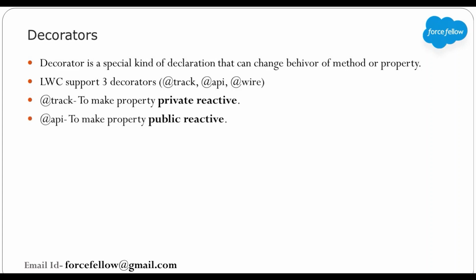Okay, next we have the API decorator. Then we can say this is used to make public reactive properties. So as I said earlier, by default properties or methods are private in a component and they can't be accessed outside of the component. But let's say we want to expose some properties or methods to the parent component. In that case, the API decorator will help us. And we will see all these things in practical in a few minutes.